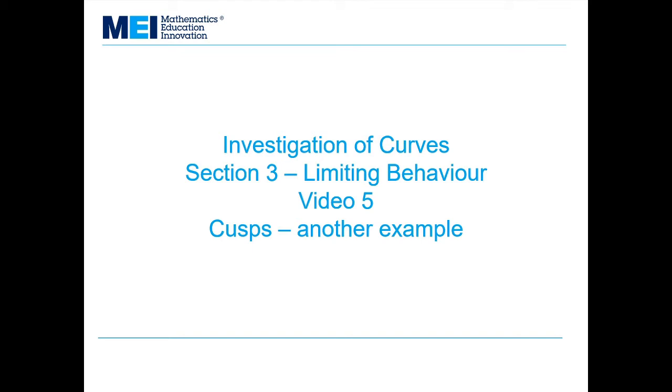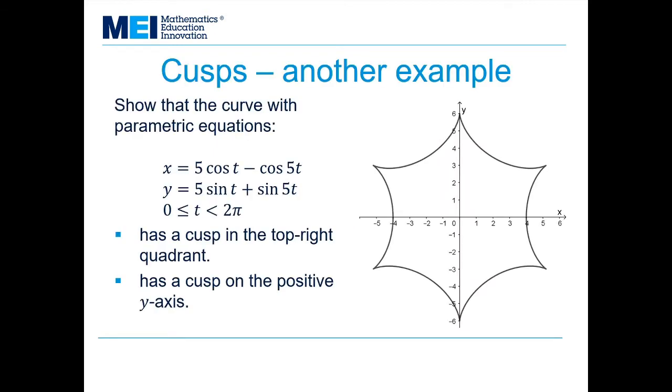Investigation of curves, section 3, limiting behaviour. Video 5, cusps, another example. We're going to revisit an example we looked at in the derivative of curves section. So it was the curve with parametric equations, x equals 5 cos t minus cos of 5t, and y is 5 sine t plus sine of 5t, with 0 less than or equal to t less than 2 pi.